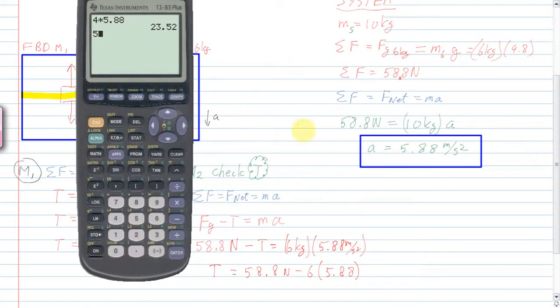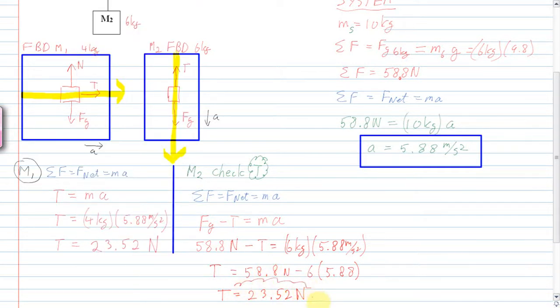So the 5.88 times the 6, that's this number, 35.28. So we go 58.8, subtract that answer. And we get 23.52. Celebration. How do I celebrate? A couple check marks that are checked off.